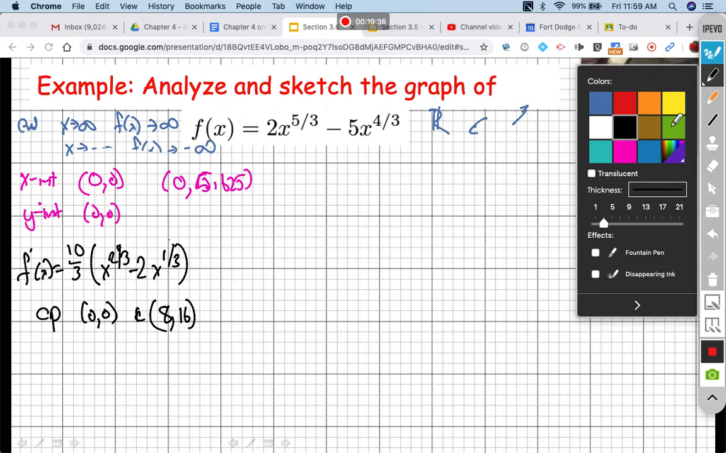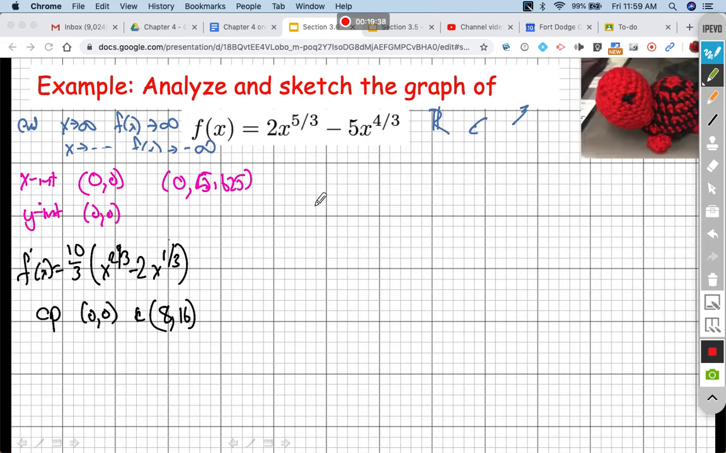Let's go to our second derivative. The second derivative is going to be 10/3 times the derivative of x to the 2/3, which is 2/3 x to the negative 1/3, minus 2 times 1/3 times x to the negative 2/3.